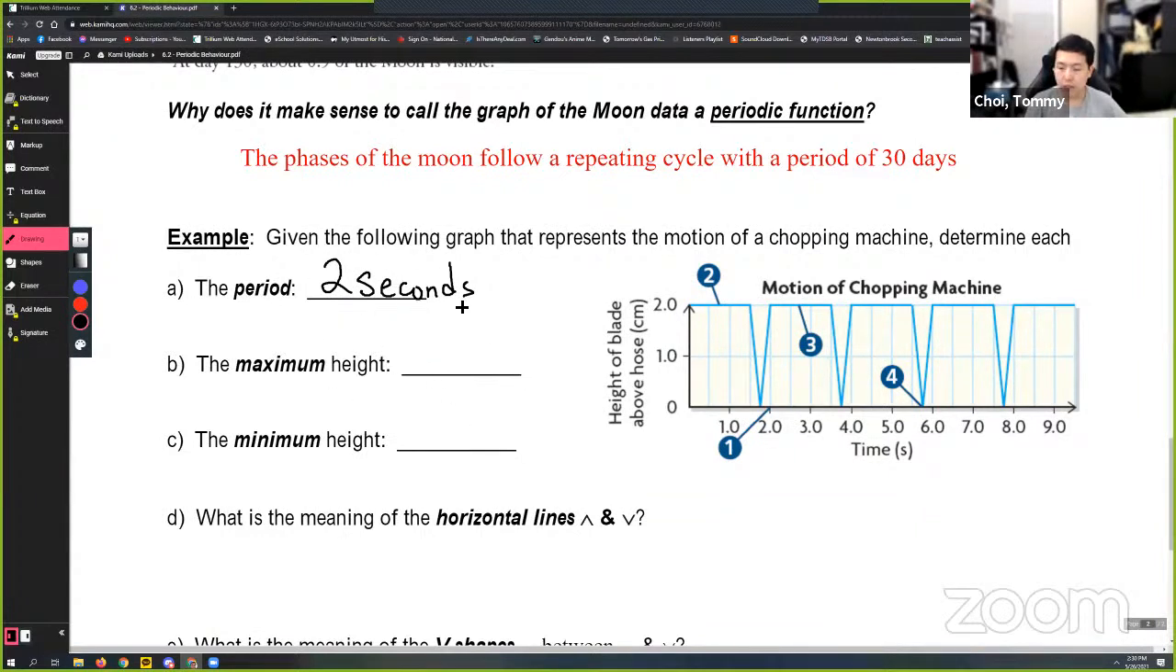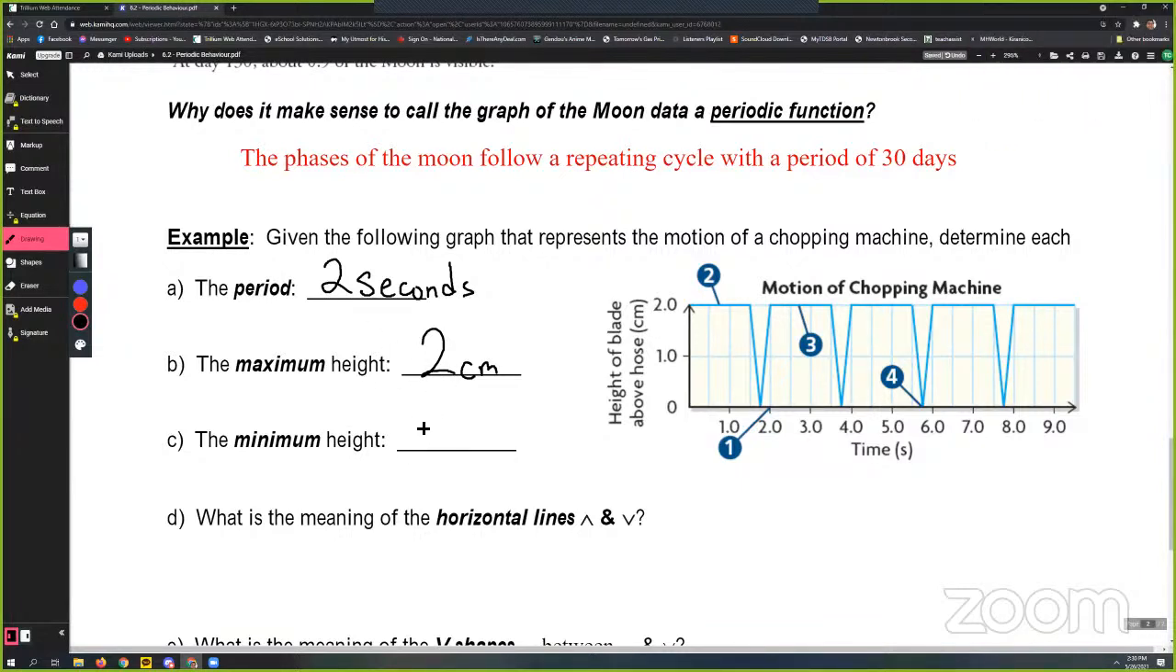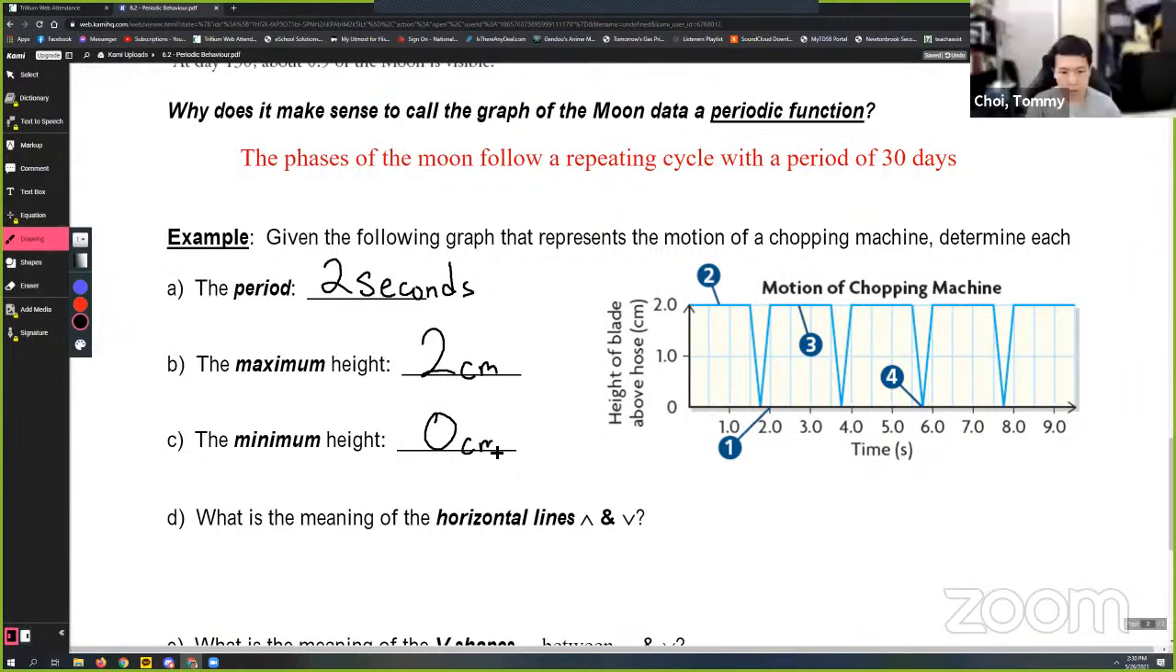The maximum height, Rena typed it in chat for me. She DM'd it to me. It was 2 centimeters. And the minimum height, anyone? 0 centimeters. Yes, 0 centimeters, right? So the highest point is 2, and the lowest point is 0. And we're looking at the y value here, which is in centimeters. Perfect.